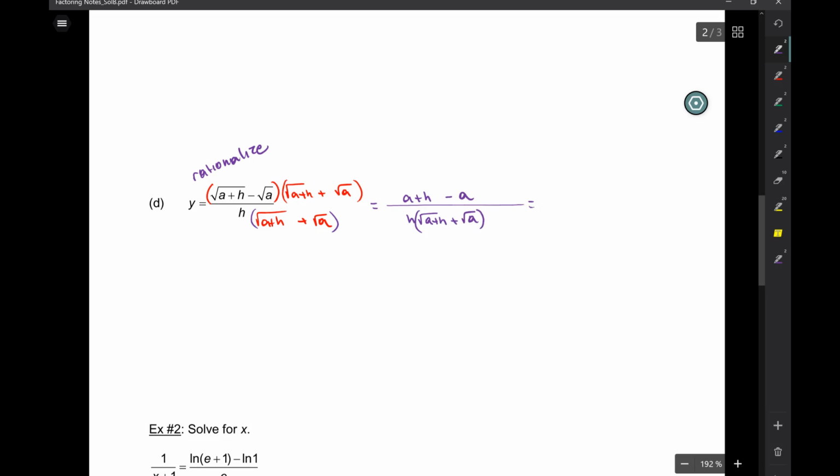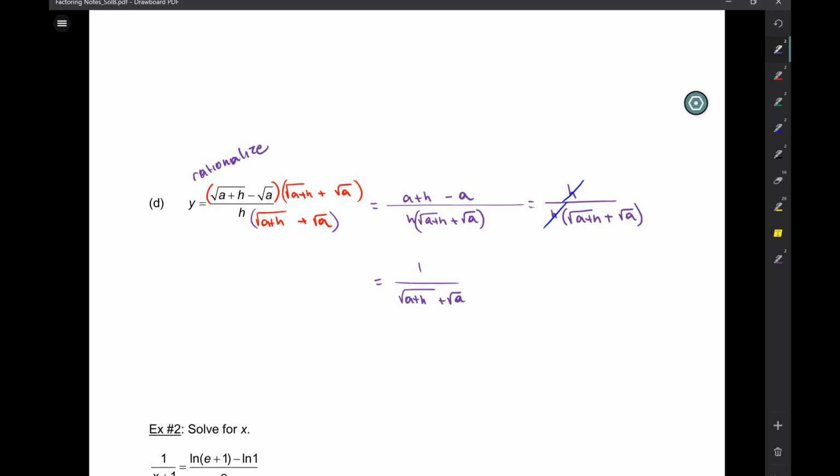Okay, so what happens to the numerator? What do you have? H over this, right? And then what happens to the h's? They go away. And so you have 1 over the square root of a plus h plus root a. And so that's it. This is where we're going to stop.